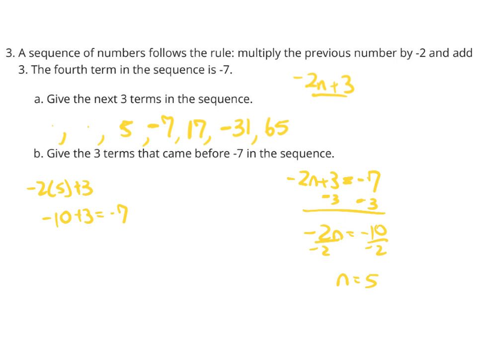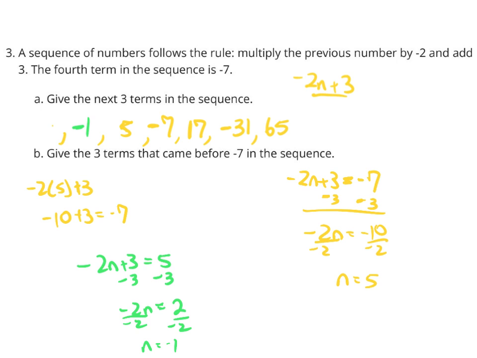And now to find a term before this, I have to do the same thing. I'm going to set negative 2n plus 3 equal to 5. I'm going to subtract 3 from both sides. I'm going to get negative 2n is equal to positive 2. I'm going to divide by negative 2 on both sides. And I get n is equal to negative 1. So my next term is negative 1. So still negative, positive, negative, positive, because I'm multiplying by negative 2 in front of my n. So I can put negative 1 in. If I do negative 2 times negative 1 plus 3, I should get 5 back.